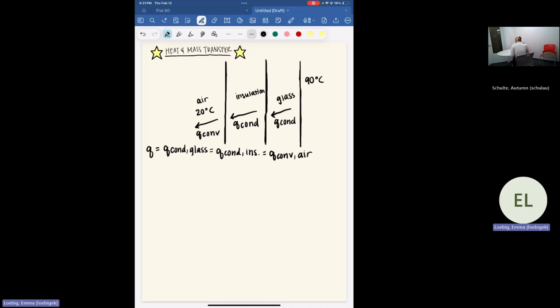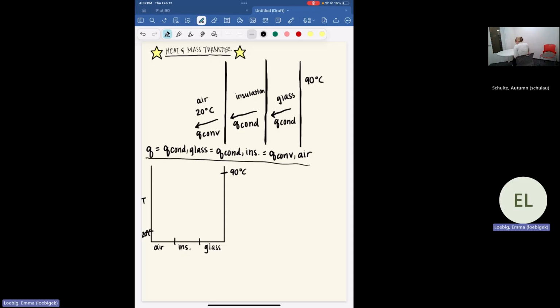Now let's sketch a temperature profile for this example. Over here we are going to have the temperature, and down here we are going to section this off into our 3 different sections: our glass, our insulation, and our air. We know that our glass is at a temperature of 90 degrees Celsius, while our air is at a temperature of 20 degrees Celsius.